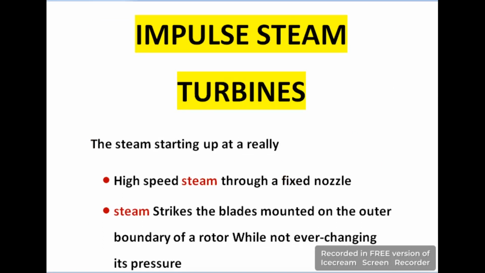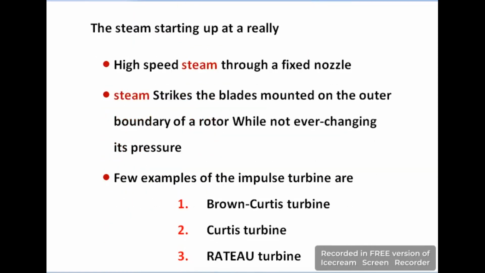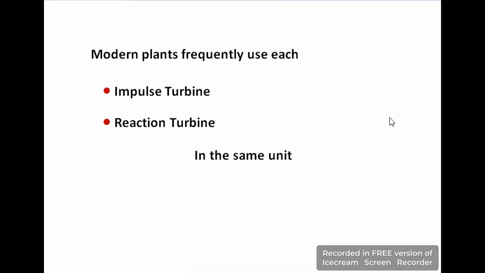So in this type, high speed steam comes from a fixed nozzle, and in the next step that steam strikes the blades mounted on the outer boundary of a rotor. Here you can see different examples of impulse steam turbine, in which Brown, Curtis turbine, and Ratio turbines are included. Modern plants use both types of steam turbines, impulse and reaction, in the same unit.